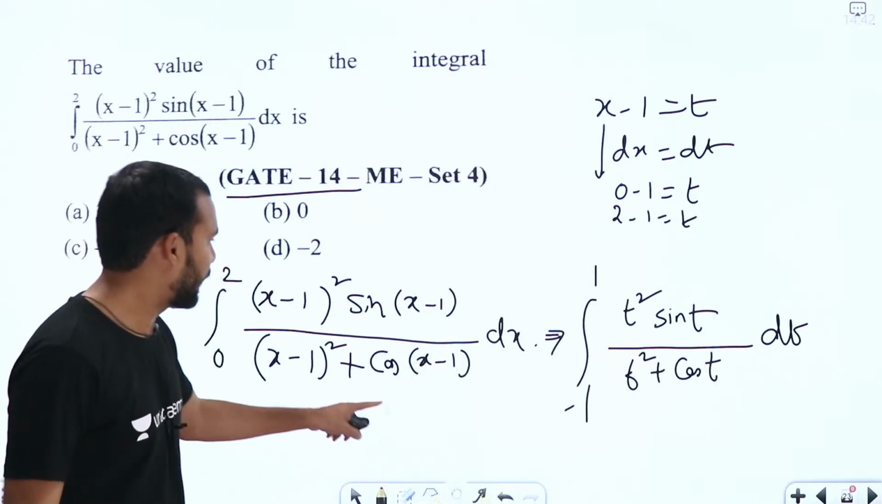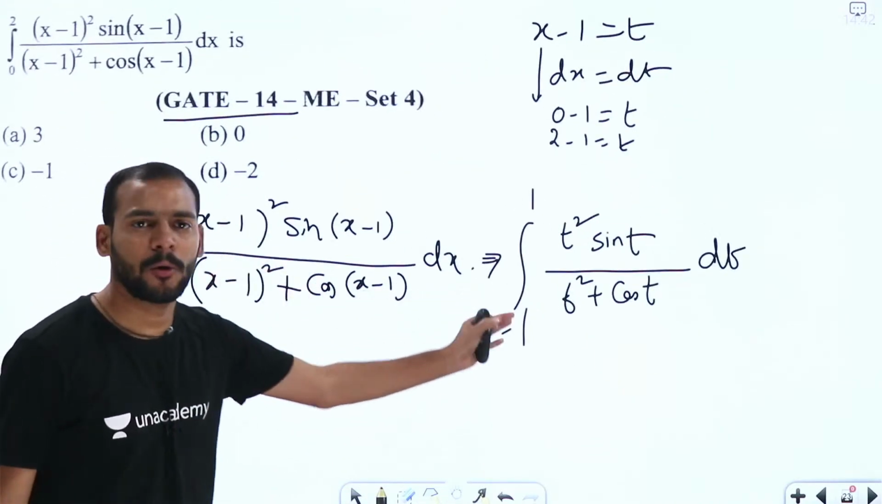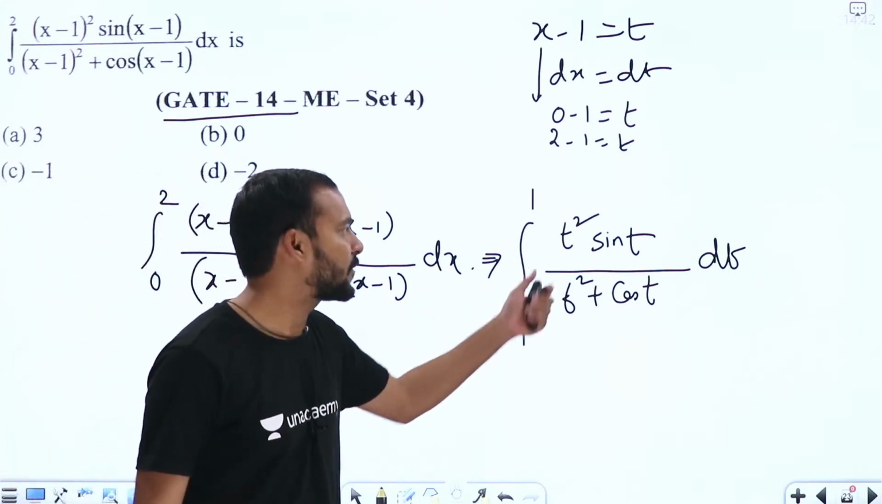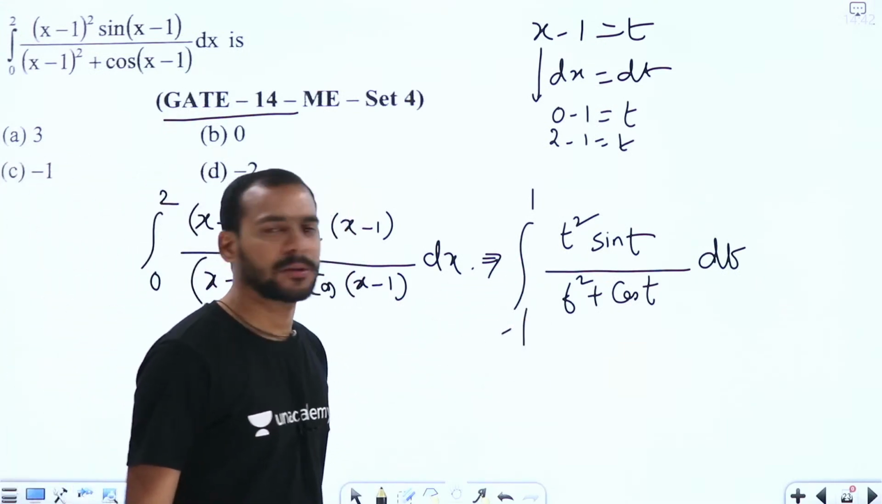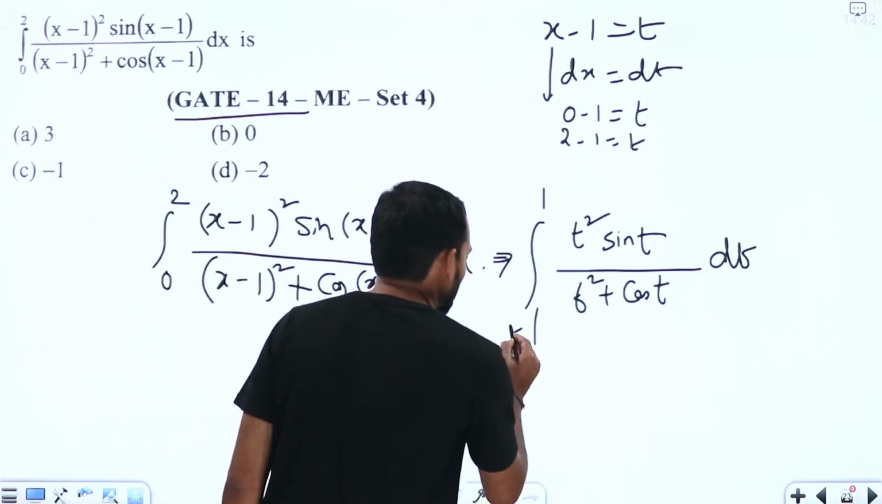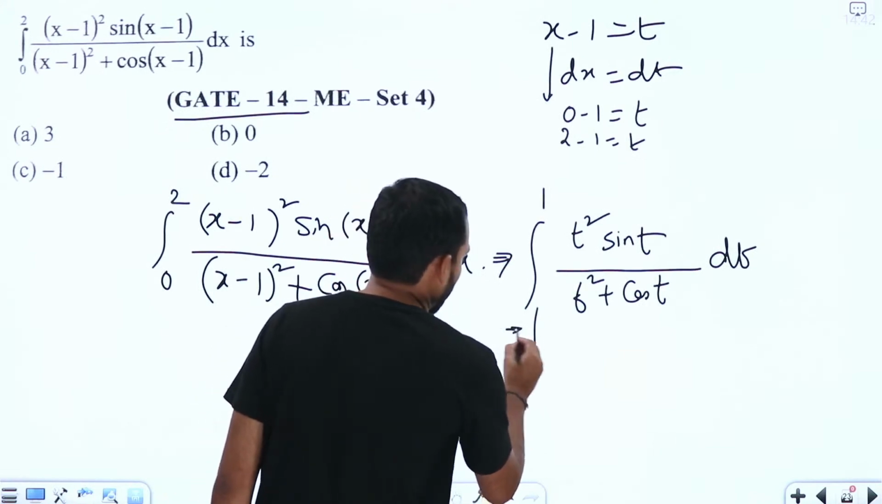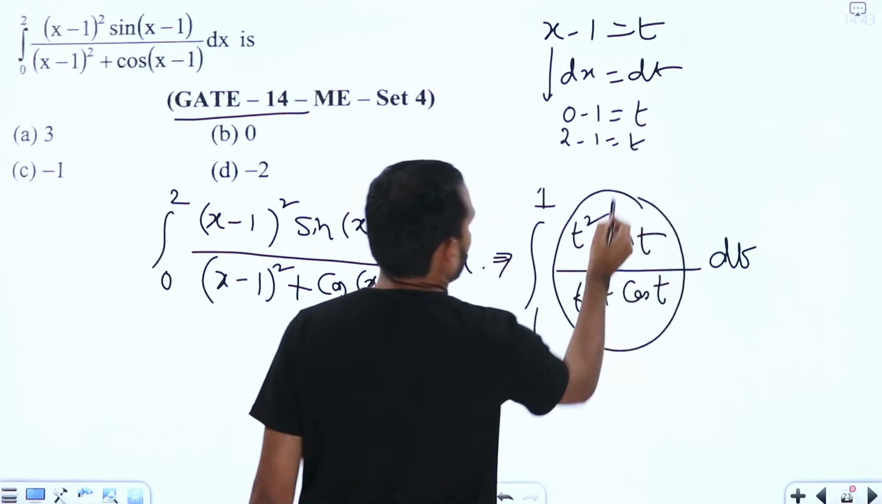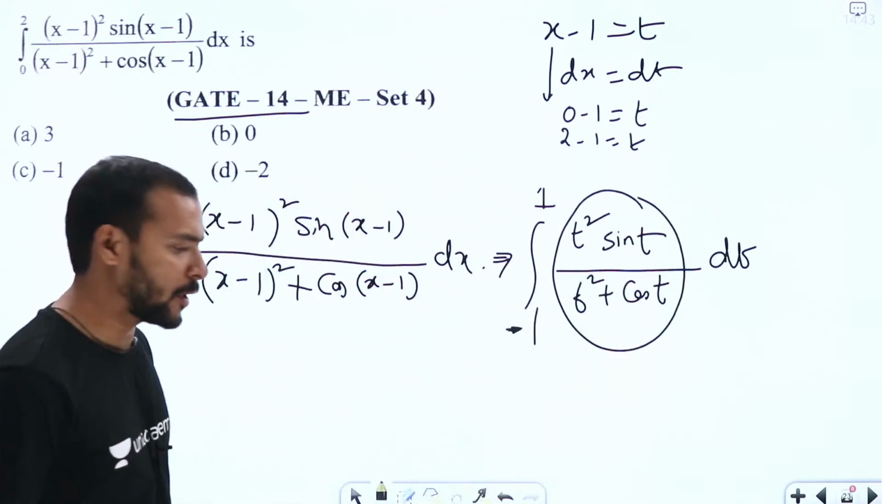So the previous one, the function is looking like this. Now it is simplified. So this is the integral from minus 1 to 1 of t square into sin t by t square plus cos t, t square plus cos t. Now tell me, guys, again, we are having minus 1 to 1 here, right? And we are having some function also. What to apply?